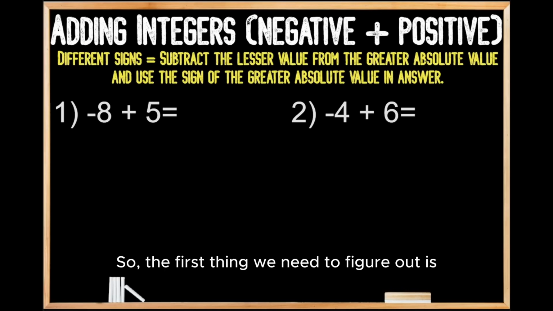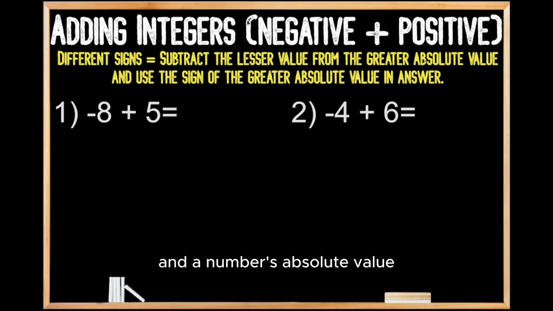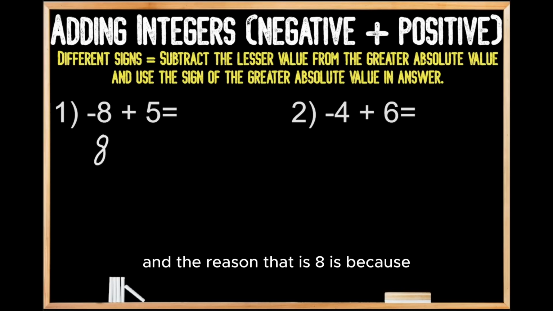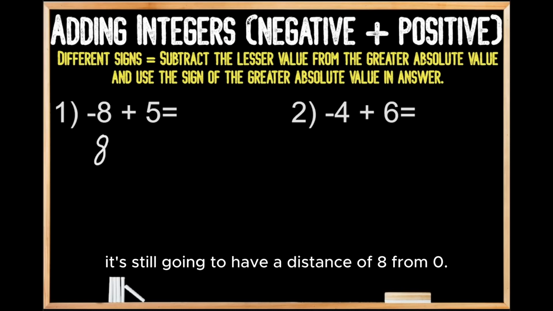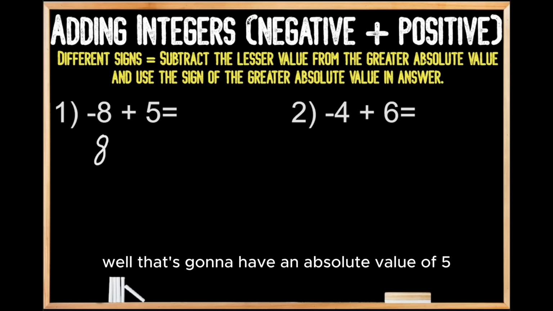So the first thing we need to figure out is the absolute values of both negative 8 and positive 5. A number's absolute value is that number's distance from 0. So the absolute value for negative 8 is going to be 8. The reason that it's 8 is because it doesn't matter if it's a negative 8 or a positive 8, it's still going to have a distance of 8 from 0. Now moving on to our positive 5, that's going to have an absolute value of 5.